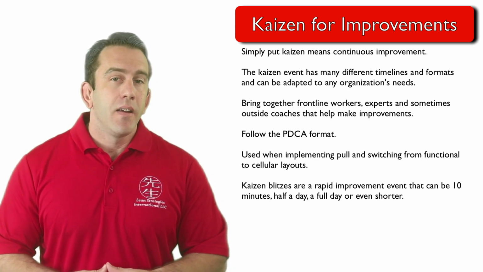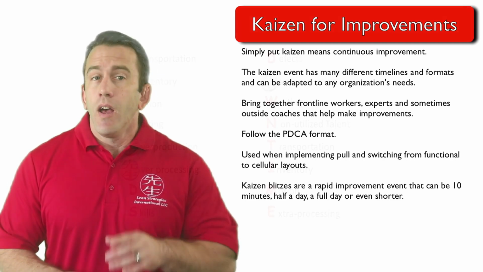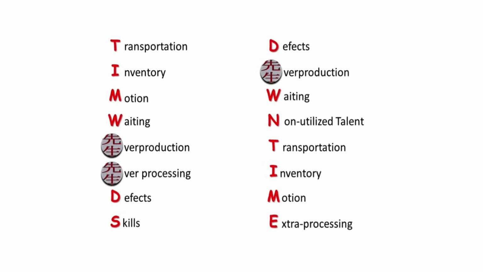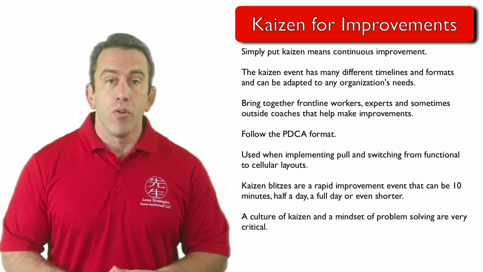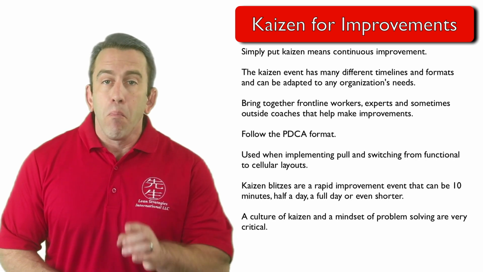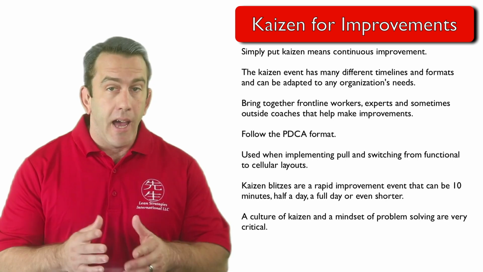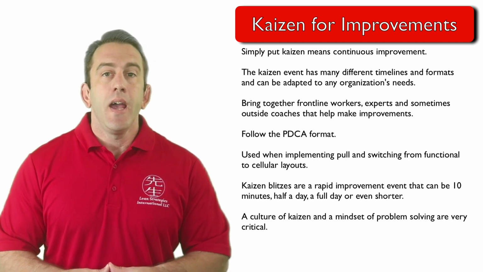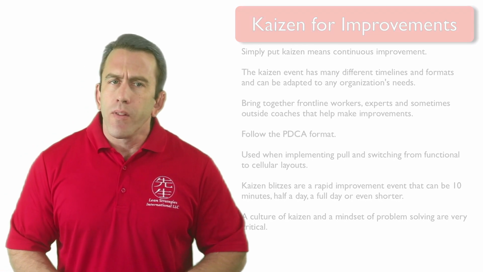Regardless of the timeline, Kaizens generally require planning and attention to detail, especially with regards to finding and removing the 8 forms of waste. Keep in mind that however you decide to put aside time for implementing pull or improving an area, people must understand that Kaizen is a requirement in their jobs. As such, a culture of Kaizen and a mindset of problem solving are very critical. One important thing to note is that people will need time for Kaizen and Kaizen maintenance.